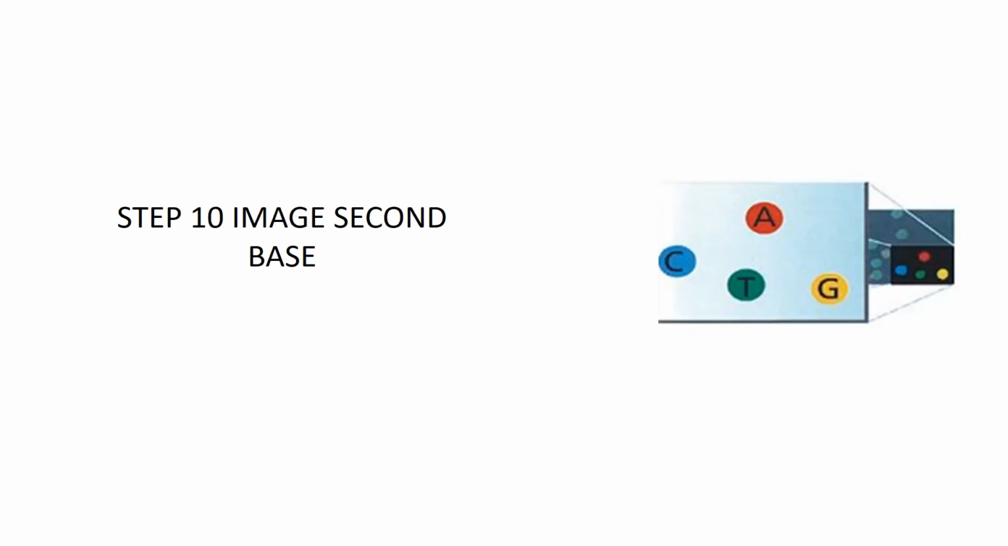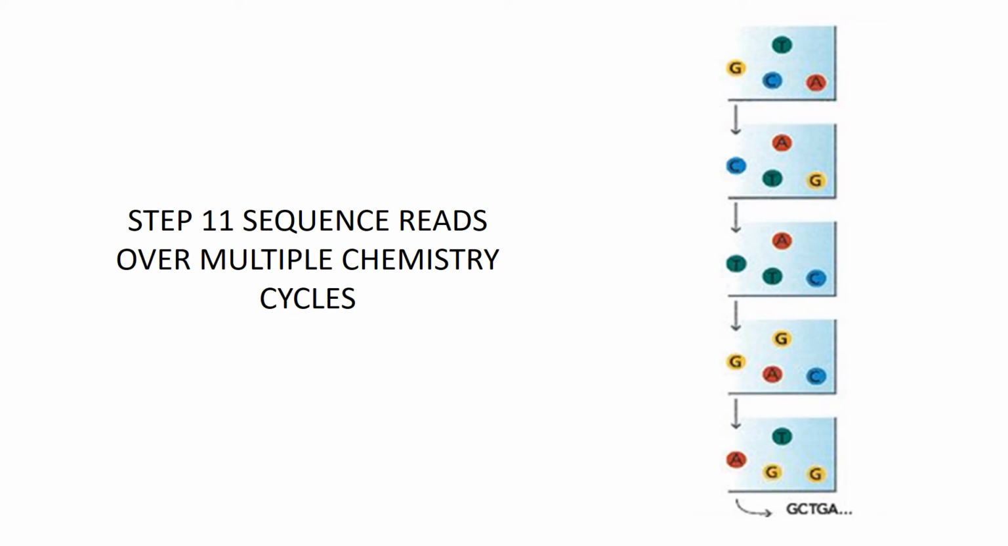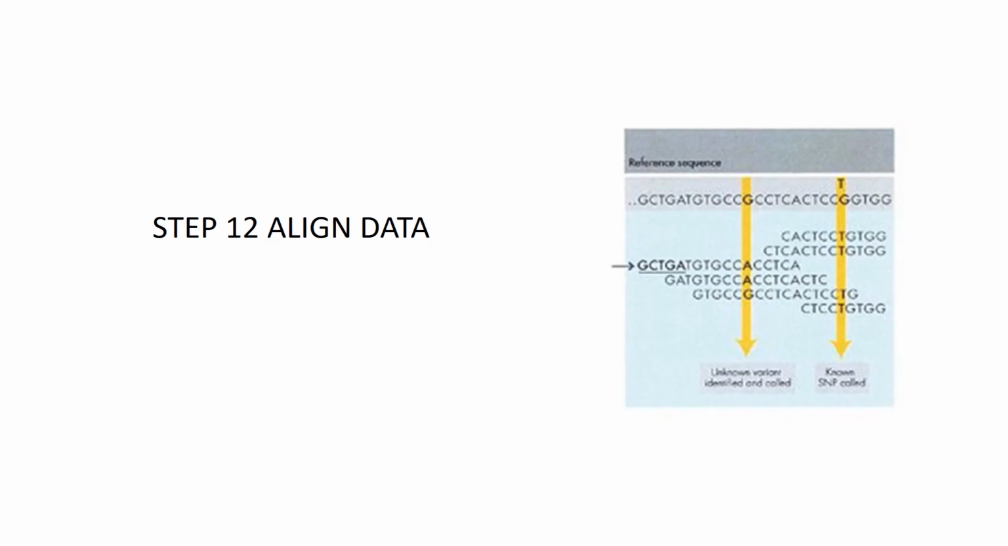Step 10. Image second base. After laser excitation, the data is obtained as before, and the identity of the second base for each cluster is recorded. Step 11. Sequence reads over multiple chemistry cycles. The steps involved in sequencing are repeated to find the sequence of bases in the DNA fragment, one base at a time. Step 12. Align data. It is necessary to align the data from the sequencing cycles and compare the resulting data to a reference to identify sequence differences.